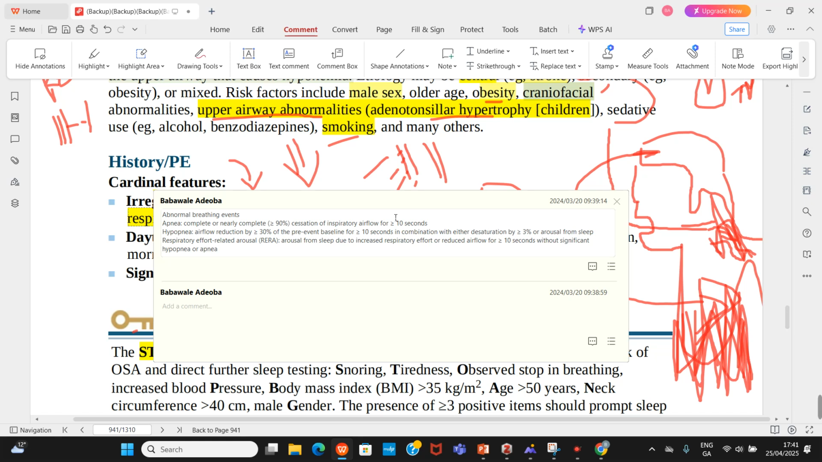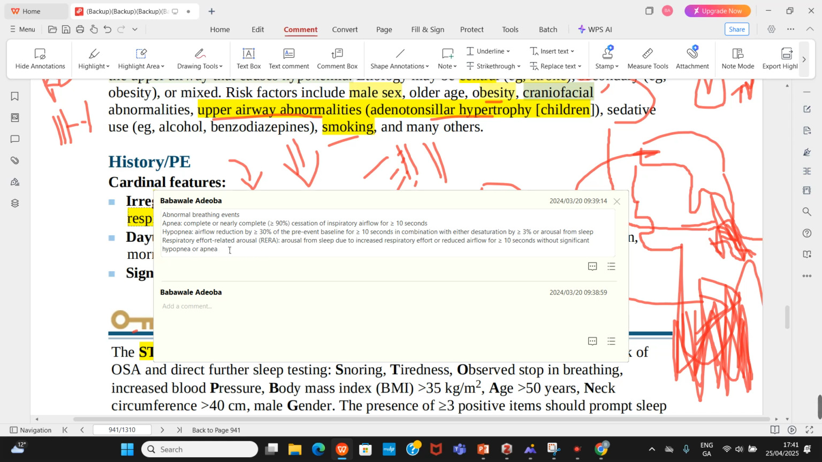So somebody with a complete or a near complete, that is, you are saying more than 90% cessation of airflow for more than 10 seconds, you call that apnea. If there's a reduction by 30% for 10 seconds, you call that hypopnea, because that is not as severe as apnea of 90%.